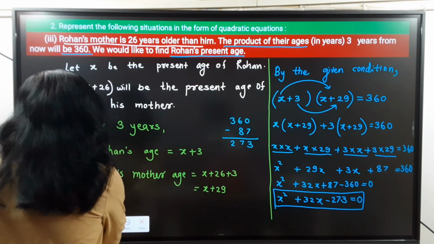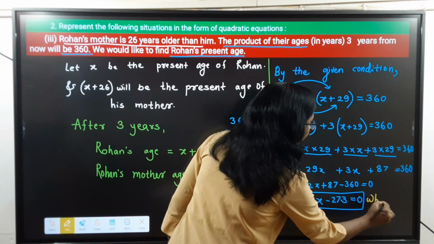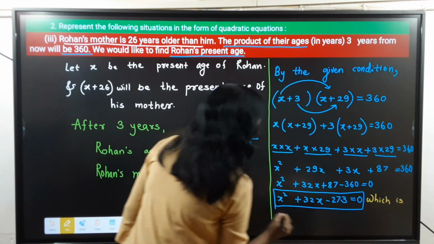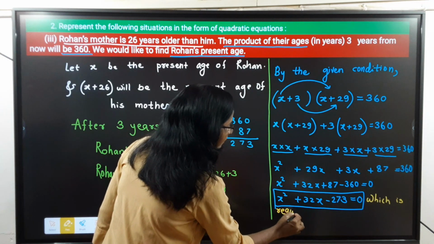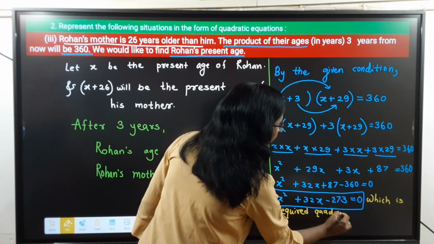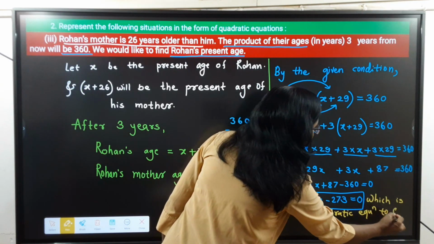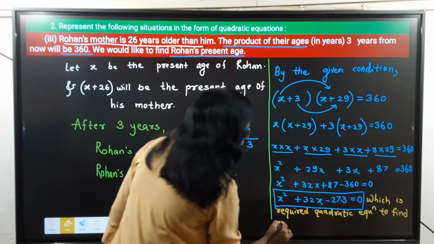So this is the simplified required quadratic equation to find Rohan's present age.